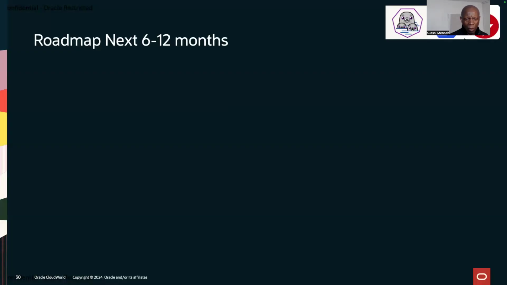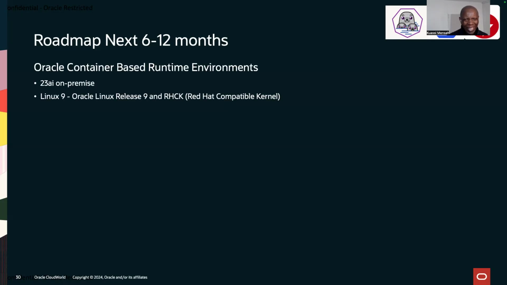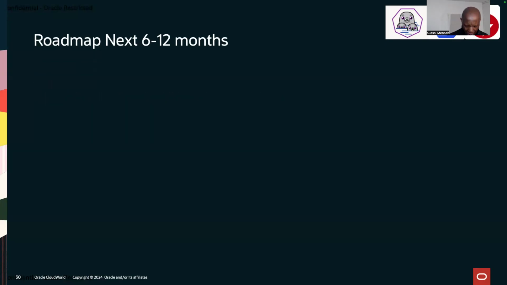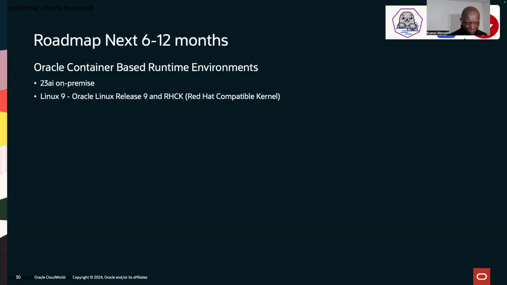Now let's conclude with the roadmap. Our roadmap is for the next 6 to 12 months. I cannot give you the exact time frame. In terms of containerized database runtime, we're going to support 23ai on-premise, and we support Linux 9 and the Red Hat kernel. So we will support 23ai on-premise and Linux 9.